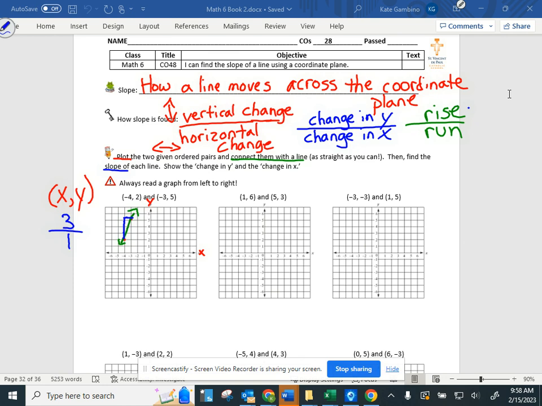But if we're looking at our next graph, what's our first step? Plotting our pairs. So we have 1, 6. So I'm going to go over 1 and up 6. Then we have 5 and 3. So I'm going to go over 5 and up 3. So everybody should be plotting.